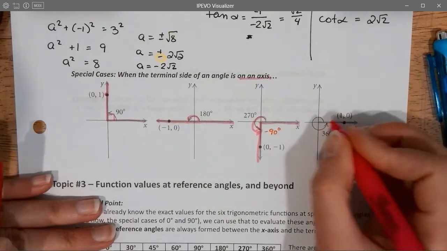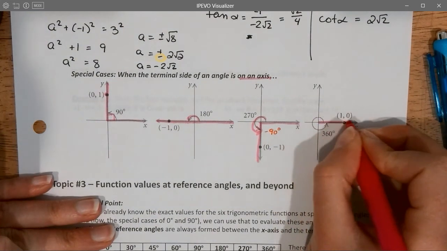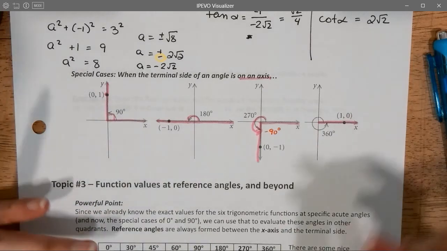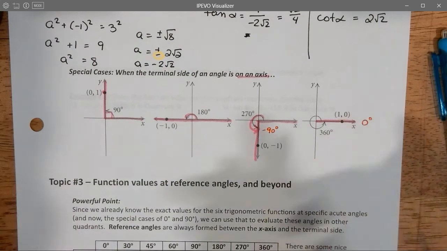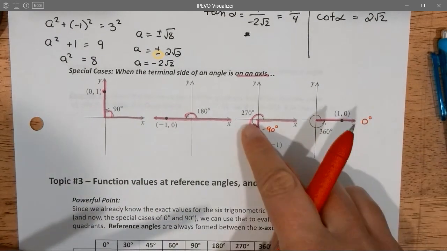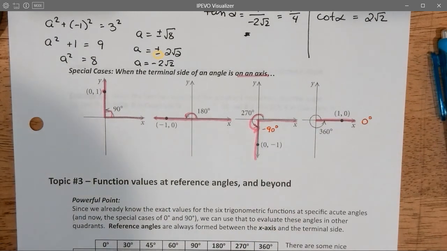And if our terminal side is back all the way around on the positive x-axis, our angle is 360 degrees or 0 degrees, depending on how you're representing it. Those are coterminal with each other, so there are 2 ways that we commonly represent those. All right.